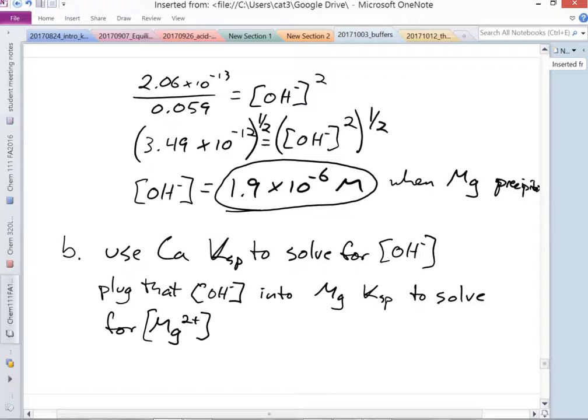Use the equation where you are told those are the conditions. When calcium starts to precipitate means use the calcium KSP to calculate basically your conditions, to calculate any other concentrations. Take those other concentrations and plug them into the equation for the chemical you're asked about.